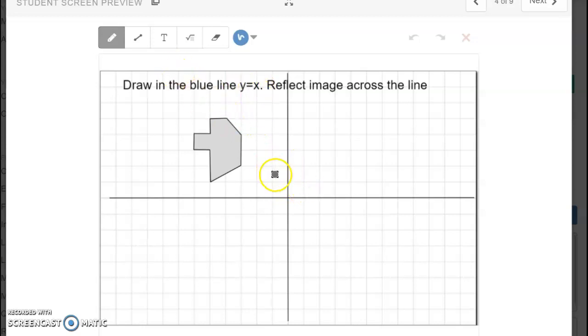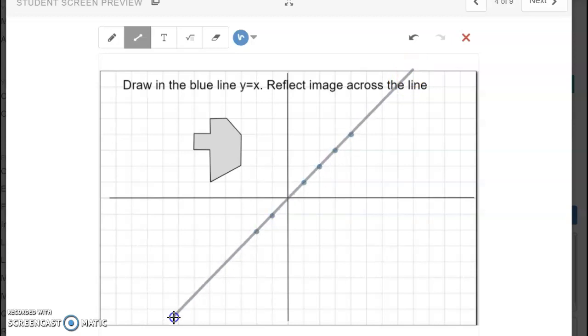So I can start by putting in some points here. When x was 1, y was 1. When x was 2, y was 2. When x was 3, y was 3, and so on. Those were the points where they had the same value, and I can join them by drawing a line through them. So first thing, this is my line of reflection.